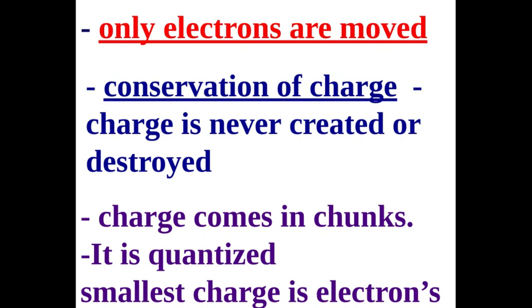And charge always comes in chunks. That is, it is quantized. It comes in little bits. You can't have any amount you want. The smallest amount of charge you can have is the charge on an electron itself.